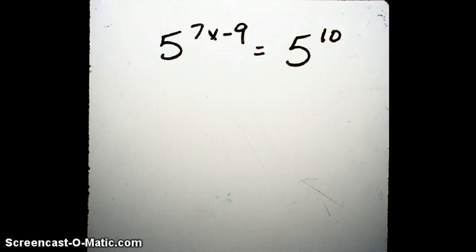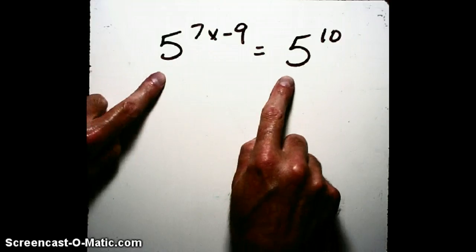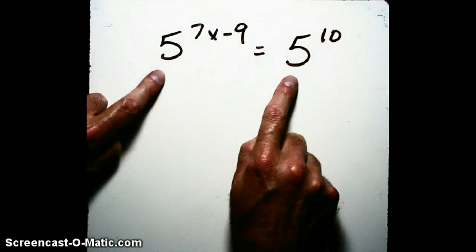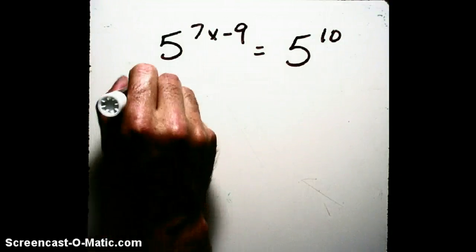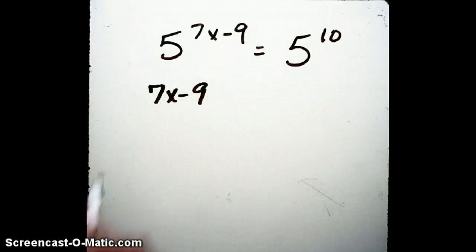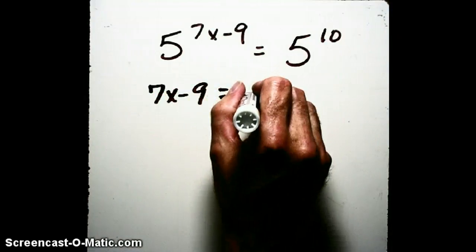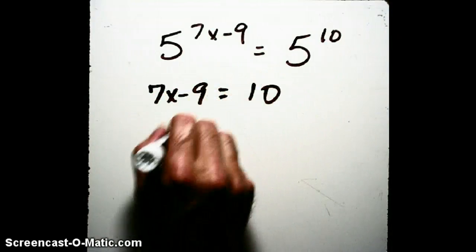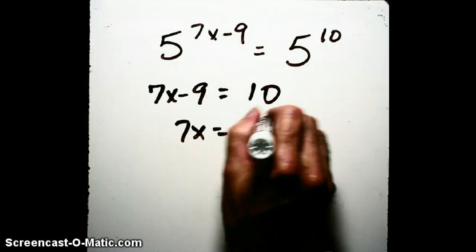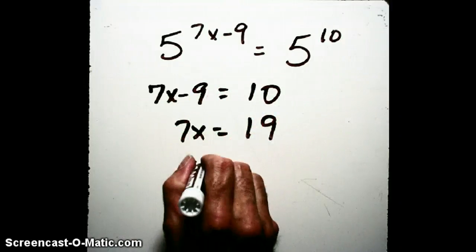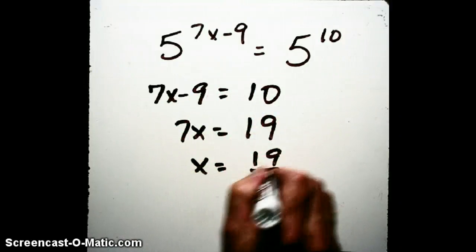Okay, all of these problems are problems that were found in your reading. Let's look at this one here. Well, that's not too bad. The bases are the same. So 7x minus 9 is equal to 10. 7x is equal to 19. And x is equal to the fraction 19 over 7.